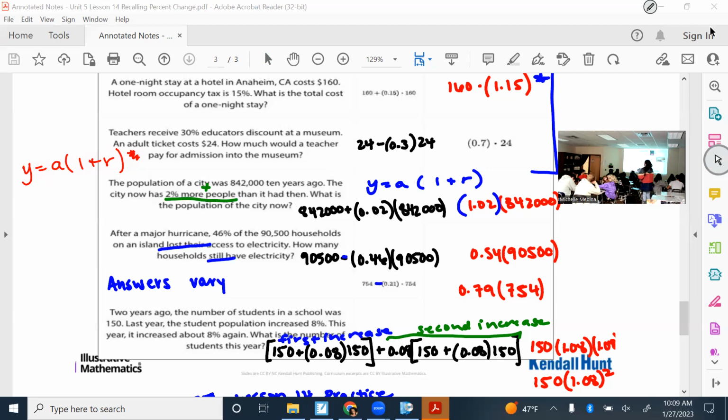All right, so now this one. After a major hurricane, 46% of the 90,500 households on an island lost their access to electricity. How many households still have electricity? So if they lost their access, would that add or decrease the amount? That's why we have a minus here in the first column. Here's my original minus whatever 46% of the original is. To have it where it's just multiplication, I would have to write it like this instead. Where did that 0.54 come from?